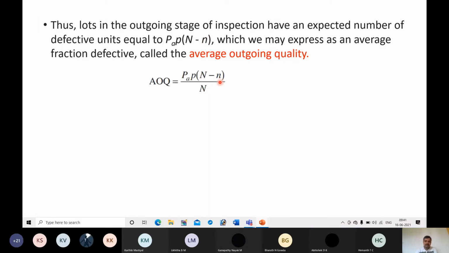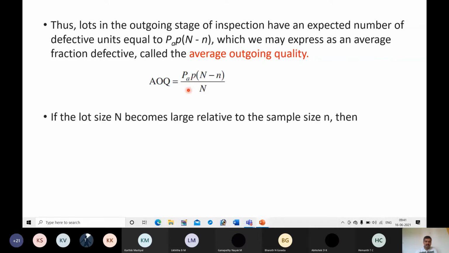So this average outgoing quality is given by this equation. AOQ means average outgoing quality: PA into P into (N minus n) divided by N. N is the lot size, small n is the sample size, P is the fraction defective, and PA is the probability of acceptance.